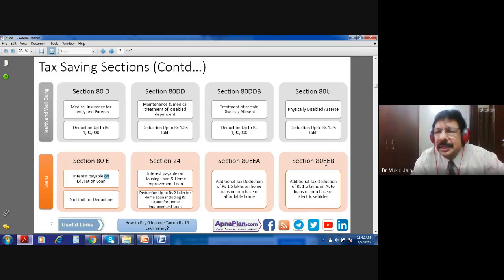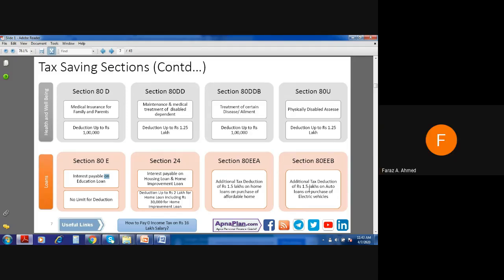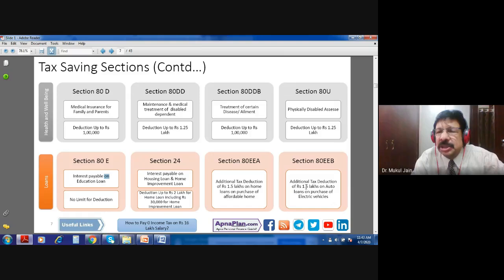Then 80EEB is for auto loan, additional tax deduction of 1.5 lakh on auto loan on purchase of electrical vehicle. Yes, last year actually a new section was started to encourage electrical vehicles. If you have bought an electrical vehicle on loan, so up to 1.5 lakh rupees, whatever loan you are repaying, you can get an additional deduction. So next time whenever you buy a car, buy an electrical vehicle, you will get an additional deduction.